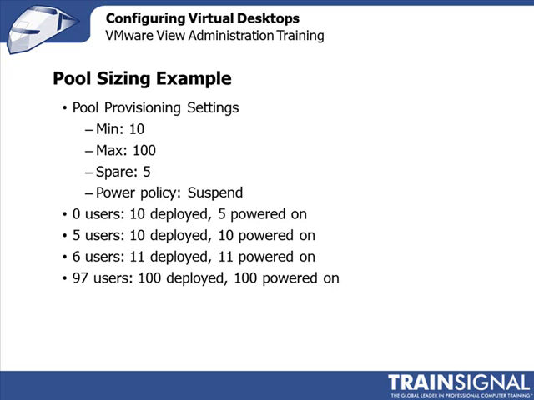On the opposite end of the spectrum, if 97 users are connected, 97 desktops will have been assigned. But we'll still only have 100 deployed and powered on, because our maximum is 100. So if 3 more people connect, we'll have used up every single desktop in the pool. And if a 101st person tries to connect, they'll get access denied because there will be no desktops available for them to connect to.